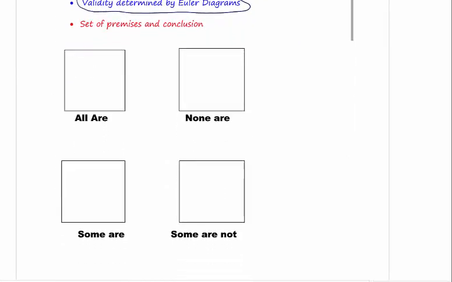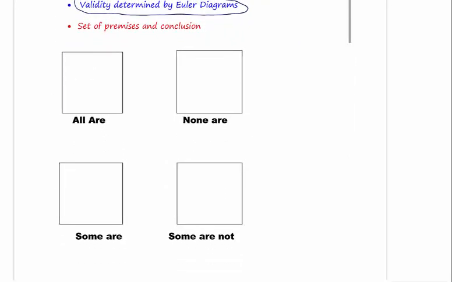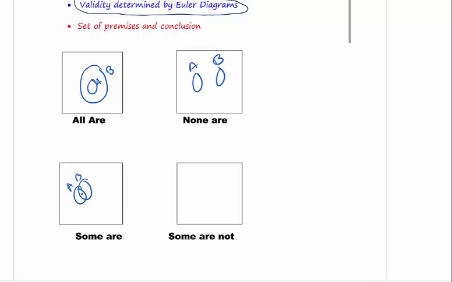So some reminders here of our drawings. All are, this is important on the order, all of the first is in the second. All of A is in B. None are means they do not overlap at all. We still have two circles. Some are means that they are overlapping and there's at least something in that intersection. Some are not. They're overlapping, but there's at least something that's not there.